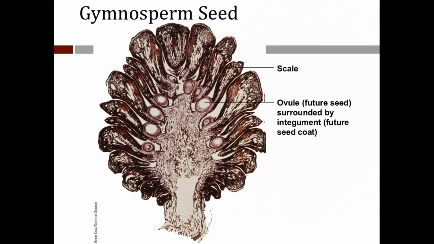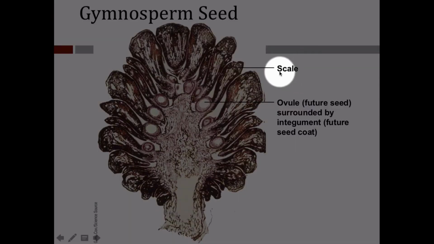So this shows you a cross-section of a cone. What you have here, of course, is a mature cone. This is a female cone. I hope you do remember what a cone looks like from the genus Pinus. So that is a scale. And of course, this is that ovule, what will develop into the seed.